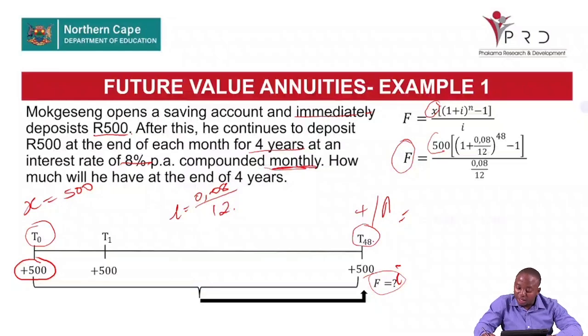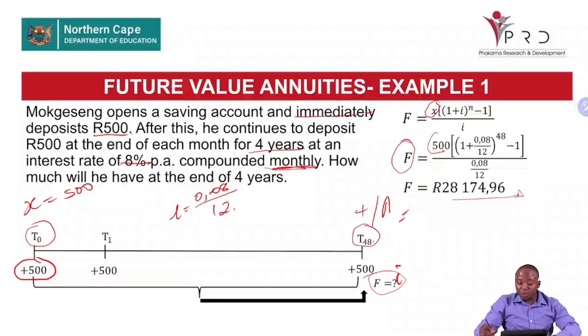Now we punch everything as it is into our calculator, and we get our future value as 28,174.96. So that is the amount we get at the end of 4 years from depositing 500 rands per month.